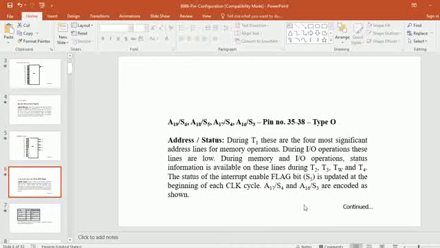Okay, so here we are talking about the signal S6. S6 is used for indicating whether the system is having control over the system bus or not.